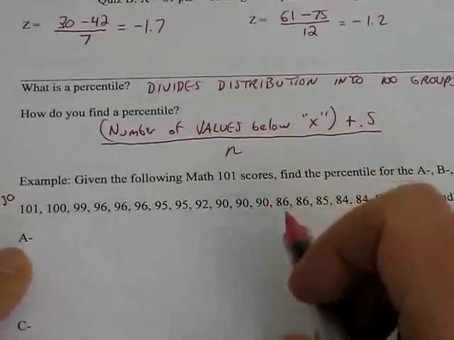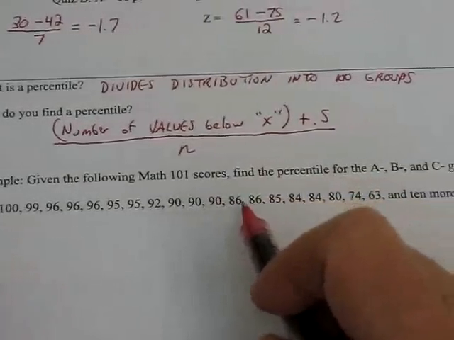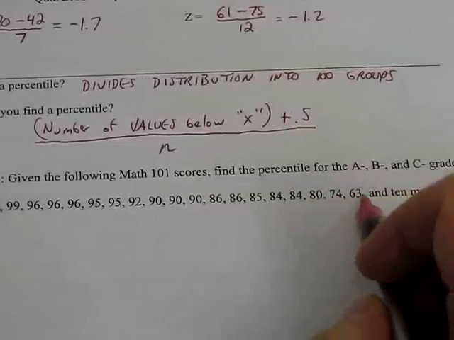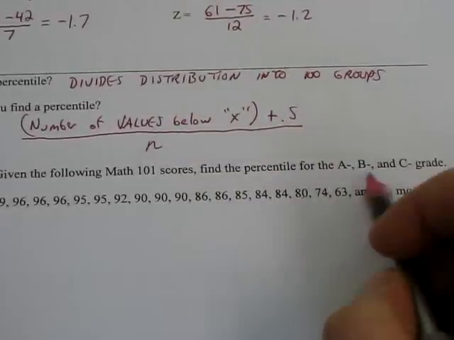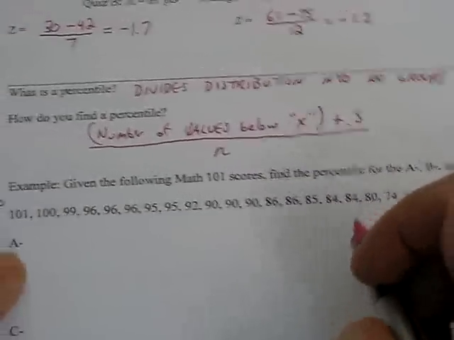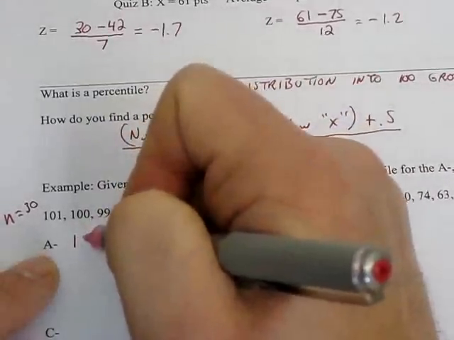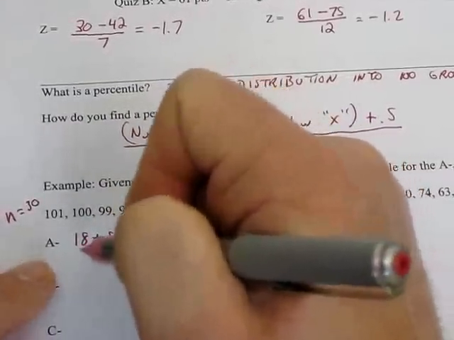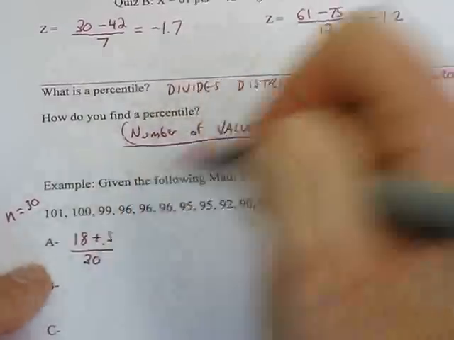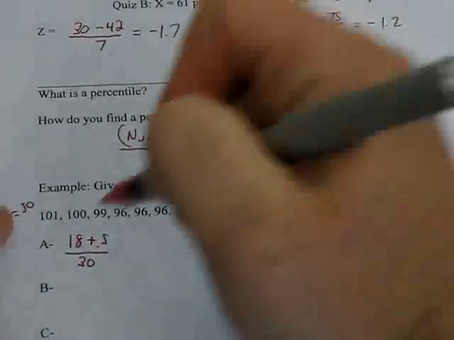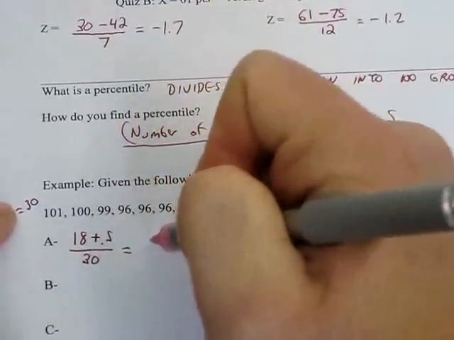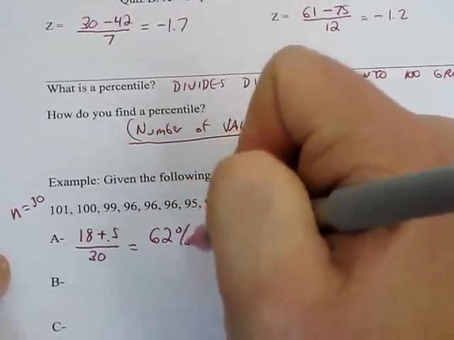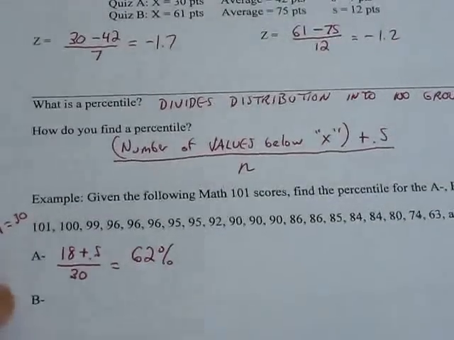So what we're going to do is count all the values below a 90. So 1, 2, 3, 4, 5, 6, 7, 8, plus the 10 or more that failed. That makes a total of 8 plus 10, 18. But we have to add 0.5 to that and divide by our total, 30. If we go 18.5 divided by 30, we get 62%.